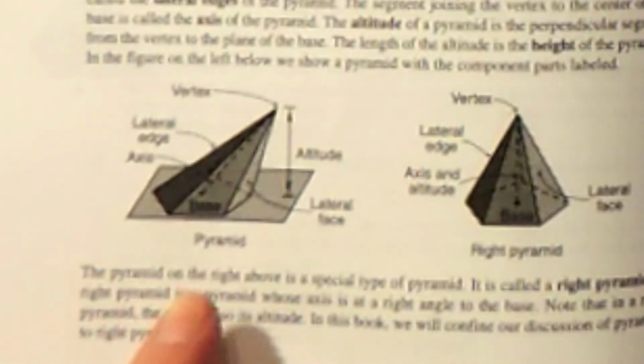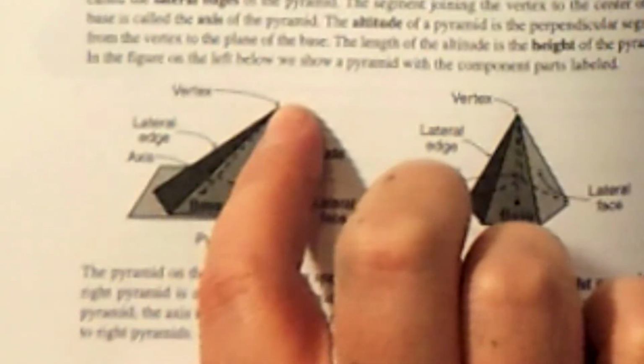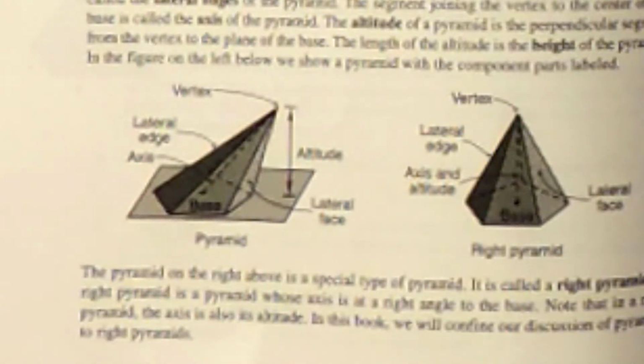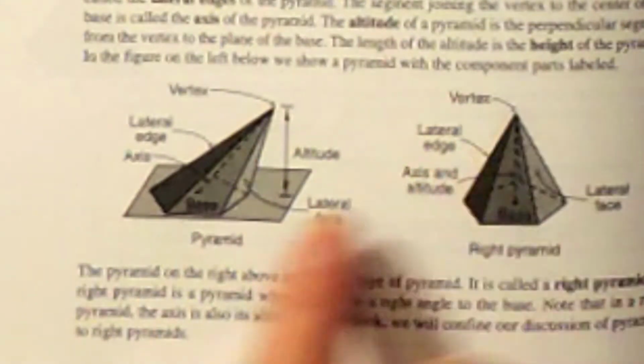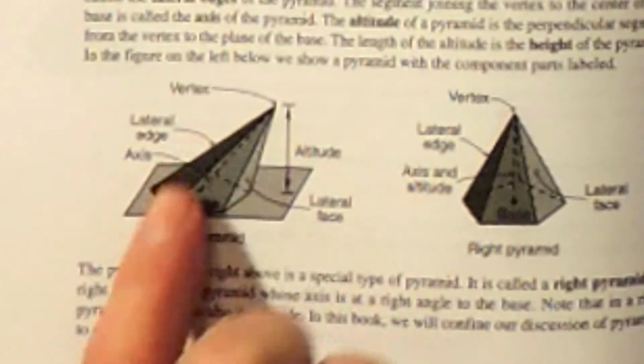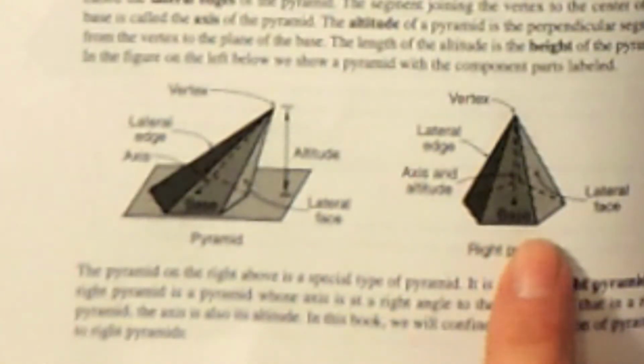The line joining the vertex, so the very point, to the center of the base is called the axis. In a right pyramid, the axis is at right angles to the base. So this is a right pyramid. This is not. See how it's slanted? This would be a pyramid, but it's not a right pyramid. We're only going to talk about right pyramids.